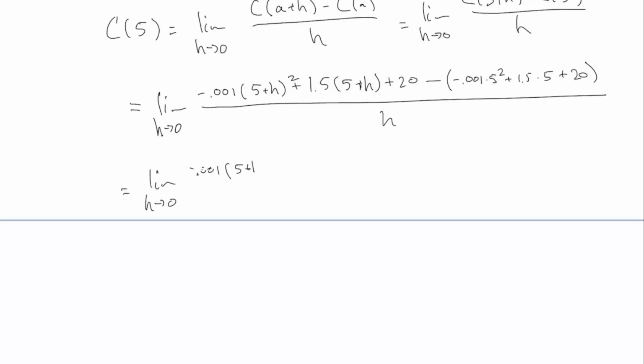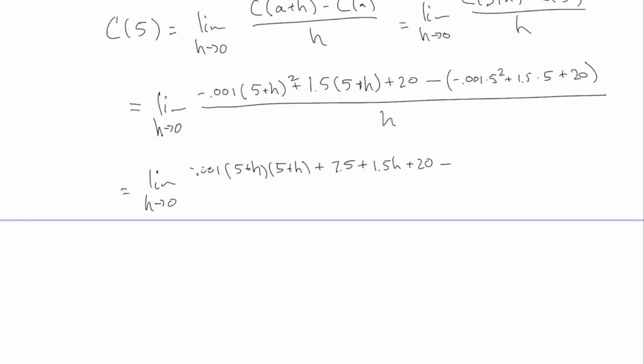I'm doing 5 plus h, 5 plus h, right? Next, I have 1.5 times 5 plus h in parentheses. We can distribute here. Unfortunately, the numbers are a little weird here. Oftentimes on these applied problems, you might want to use your calculator to do little multiplications. On a test, of course, I'll give you numbers that are nice. Anyway, I'm going to distribute 1.5 times 5, that's 7.5, and then plus 1.5 times h. And then plus 20, which was there before.